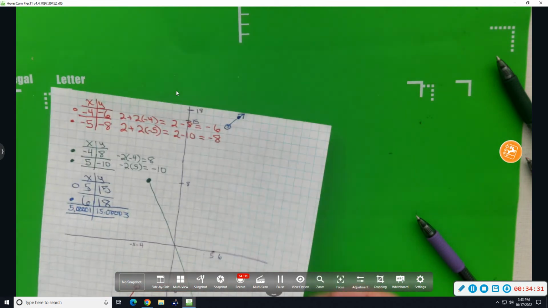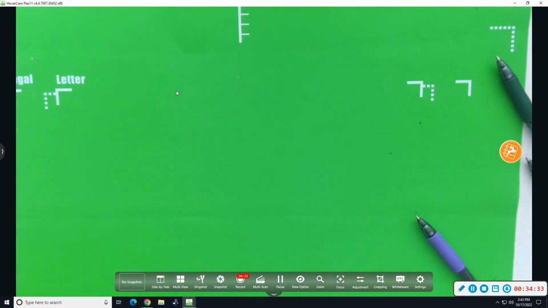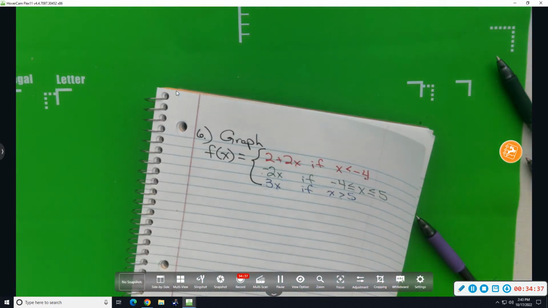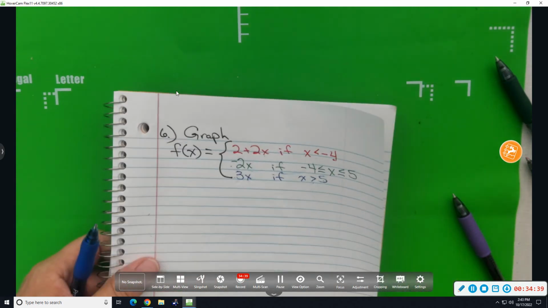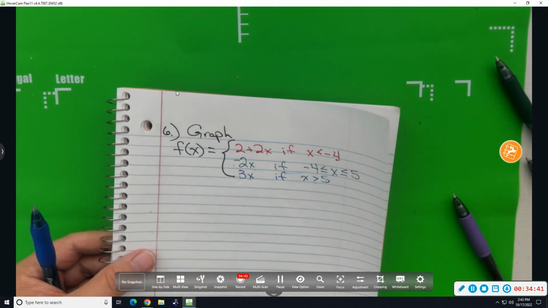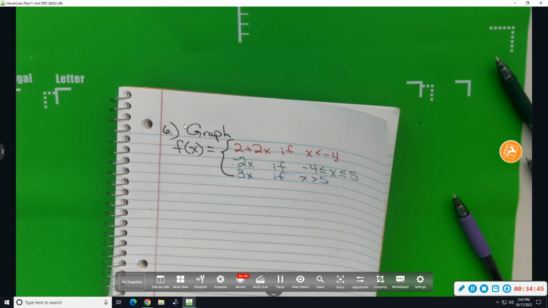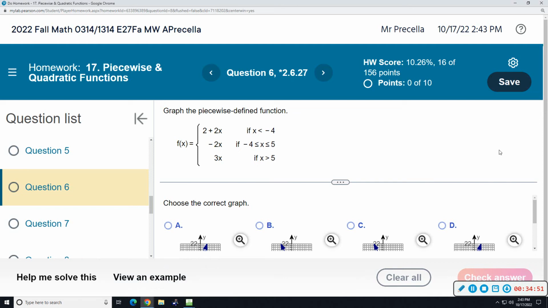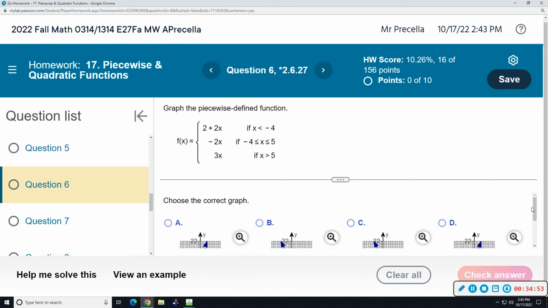I think I'll freehand my graphs for the next one. So let's graph another piecewise function, and let's see. Oh, wait a minute. We didn't choose the correct answer, did we? Uh-oh.